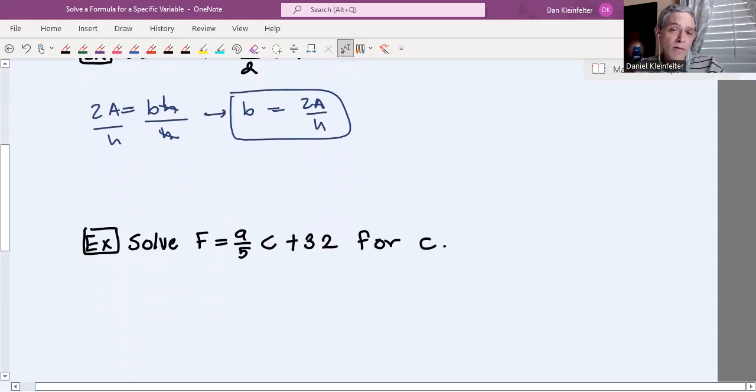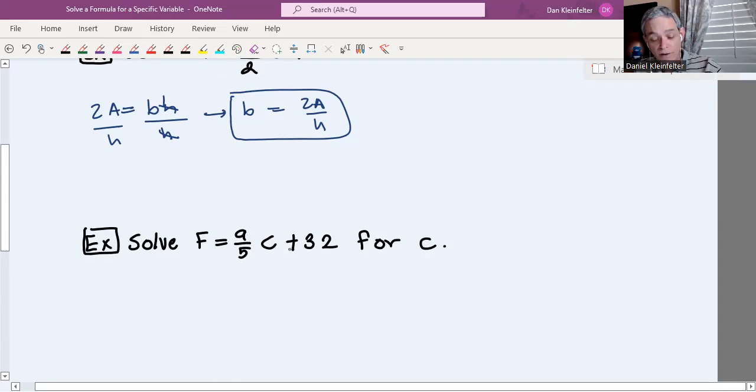Next, we have the formula relating Celsius and Fahrenheit temperature. Right now, it's solved for F. That is, given a Celsius temperature C, we could calculate the Fahrenheit temperature F. But let's say that we have a whole page of Fahrenheit temperatures and we want to figure out what the corresponding Celsius temperatures are. It would be helpful to have a formula that goes the other direction. This one turns Celsius to Fahrenheit. We need to figure out how to turn Fahrenheit into Celsius. So we want to get the C all alone.